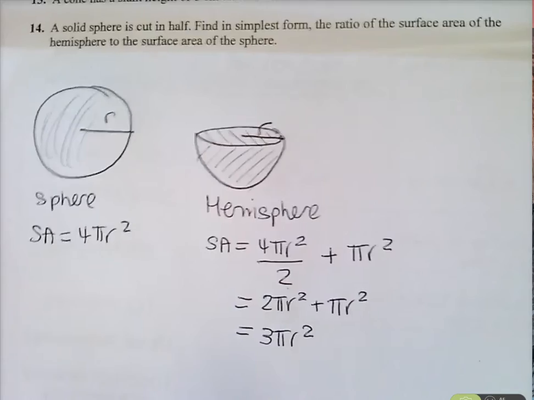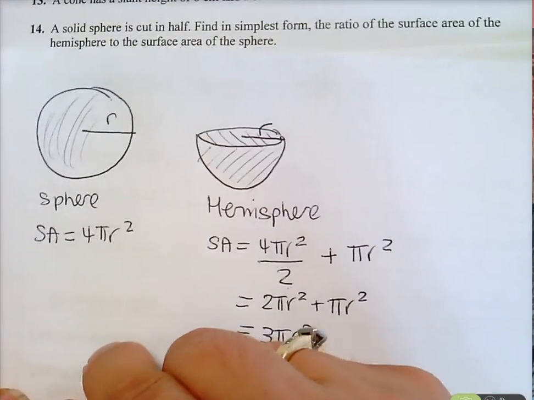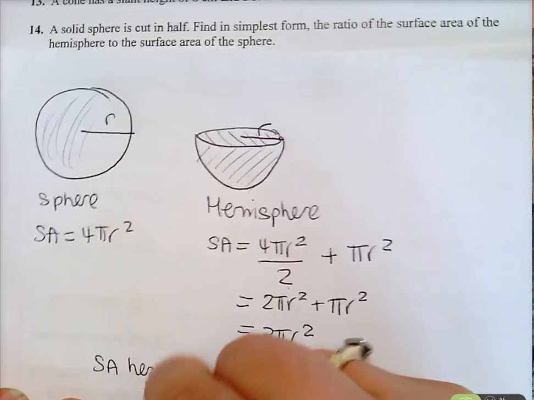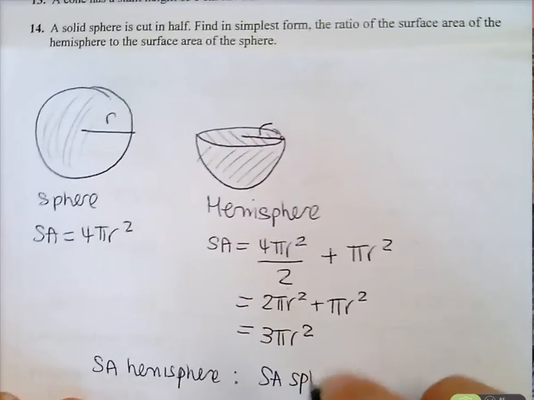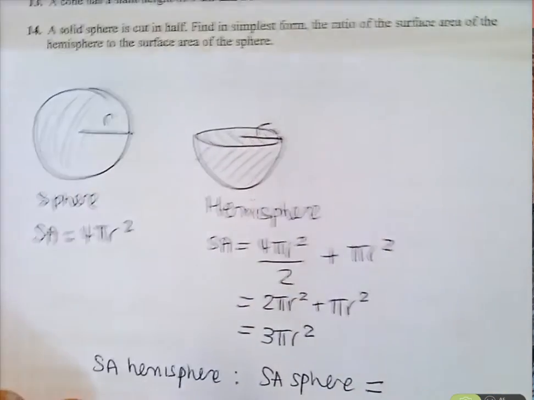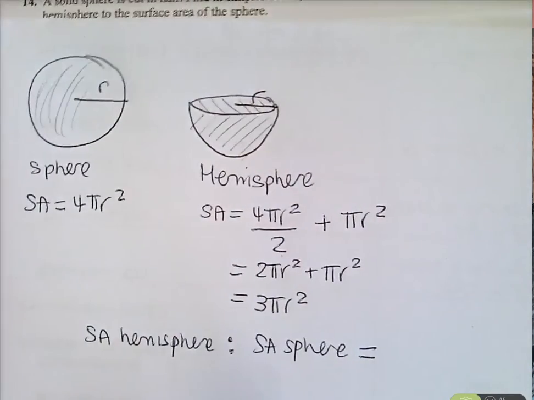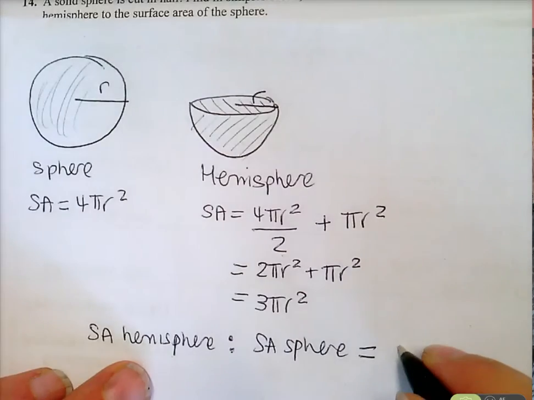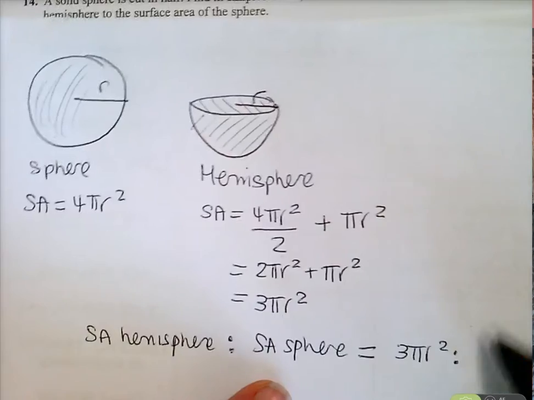So we're nearly done. So therefore, the ratio of the surface area of the hemisphere to the surface area of the sphere equals, you know, you write ratios as either something over something or something colon something else. So what's the surface area of the hemisphere equal to? 3 pi r squared to, what's the sphere?